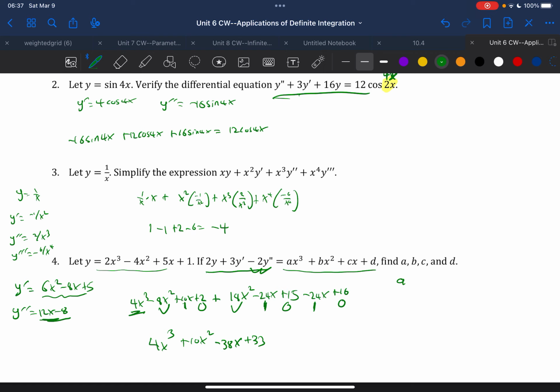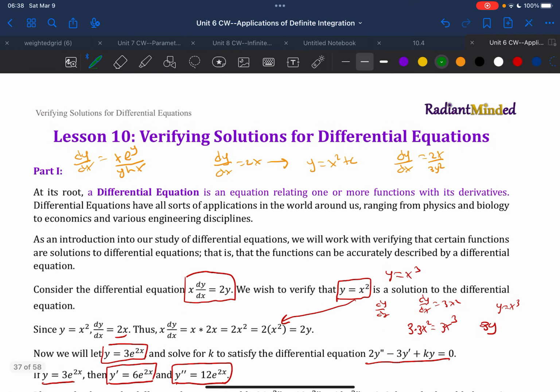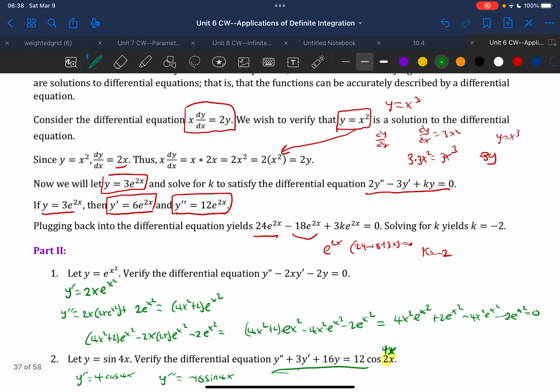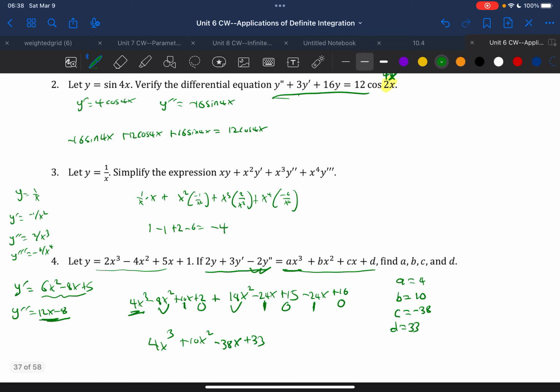So then you just pattern match here. So ax cubed, 4x cubed, a is 4. Bx squared is 10x squared, so b is 10. Cx is negative 38x, c is negative 38, and d is naturally 33. So hopefully I didn't make any silly mistakes here. But this is just a quick intro into verifying solutions for differential equations, a very quick intro into differential equations. We will continue working with them in the sections to come.